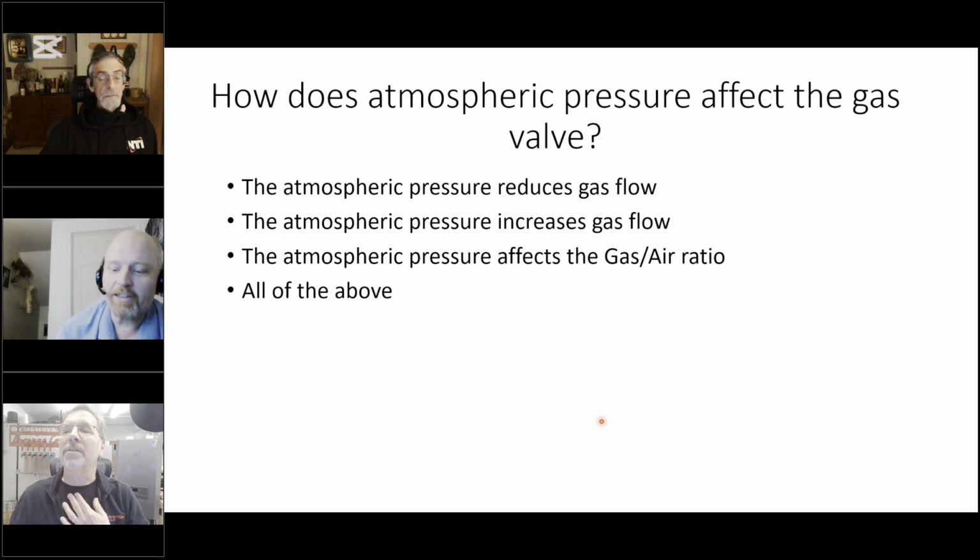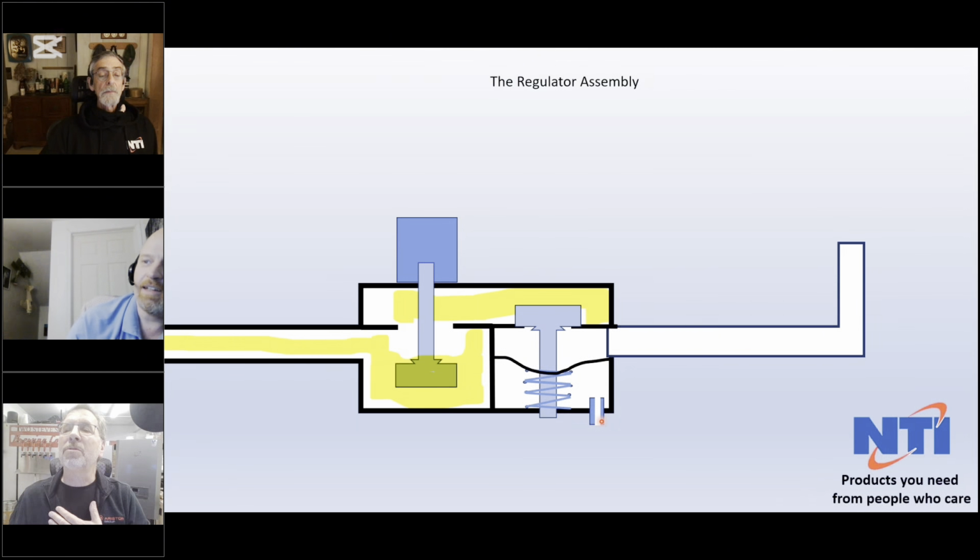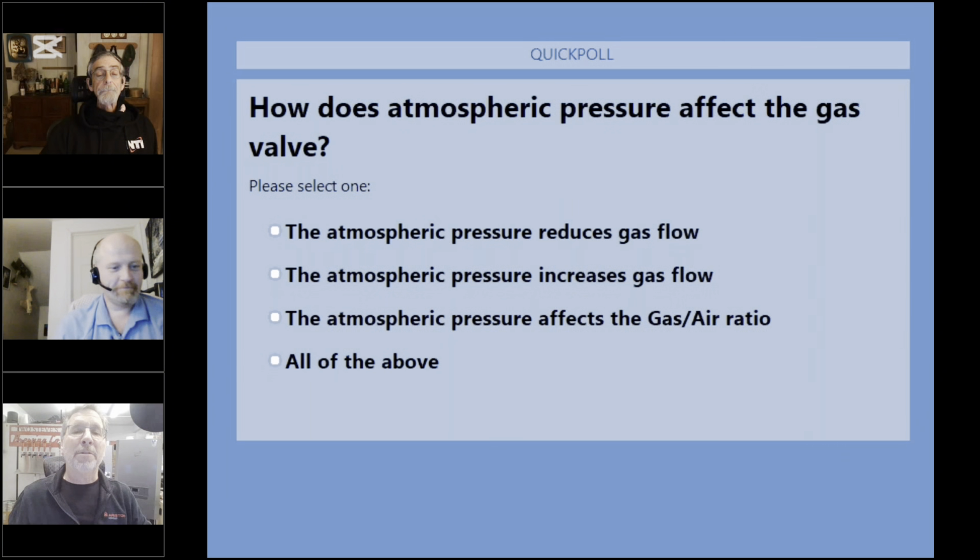How does the atmosphere affect our gas pressure? So I guess I have to launch this one. Here we go. So how does the atmospheric pressure affect a gas valve? Answer number 1: the atmospheric pressure reduces the gas flow. Answer number 2: the atmospheric pressure increases the gas flow. Answer number 3: the atmospheric pressure affects the gas to air ratio. Or answer number 4: all of the above.